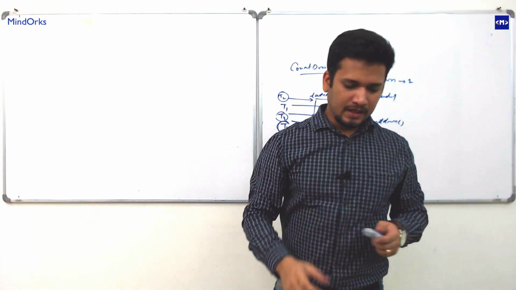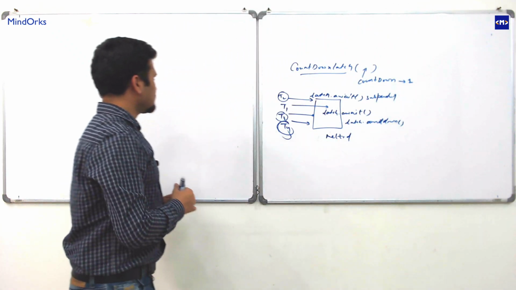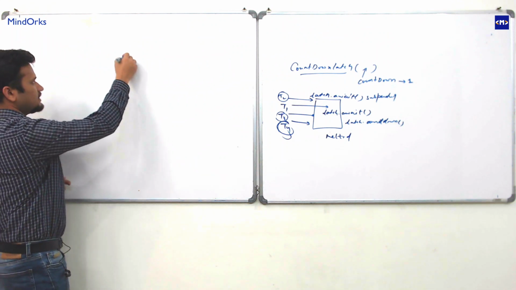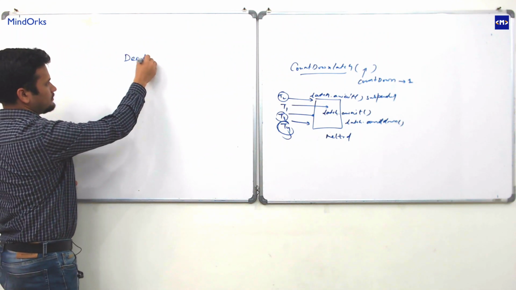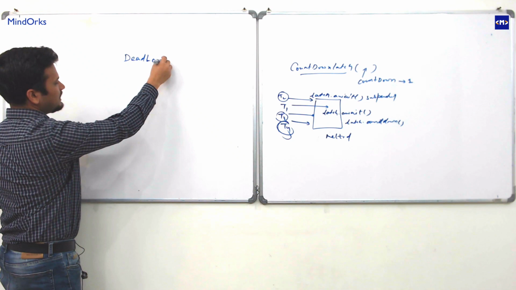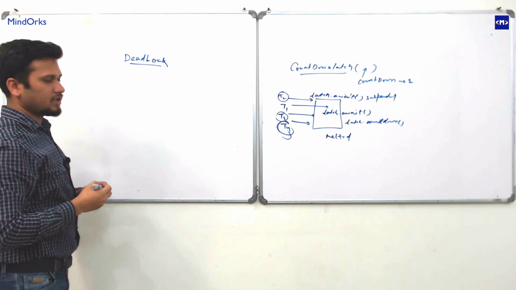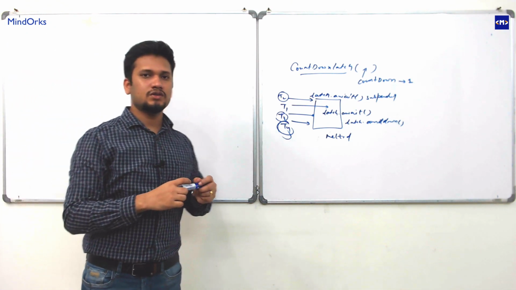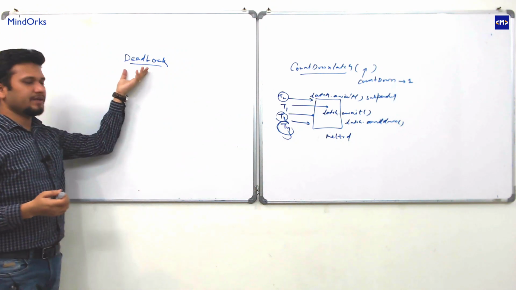Okay, so the last concept which I am going to discuss is deadlock. Deadlock appears in your production code quite often, and it is very difficult to actually debug.